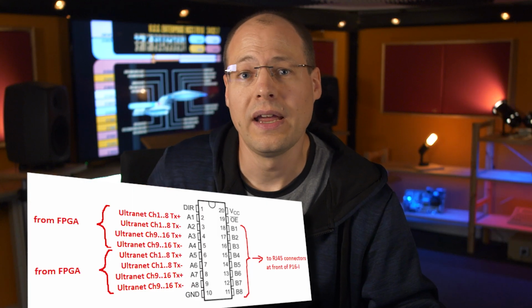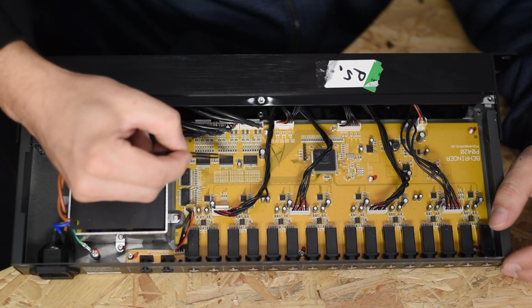Since we are not using differential signals on the Arduino, I simply connect the TX plus, which is on pin A1, A3, A5 or A7 of this octal buffer I see here. Presumably the design uses A1 and A5 for channels 1 to 8 of the P16-I, and A3 and A7 for channels 9 to 16. We'll find this out later.